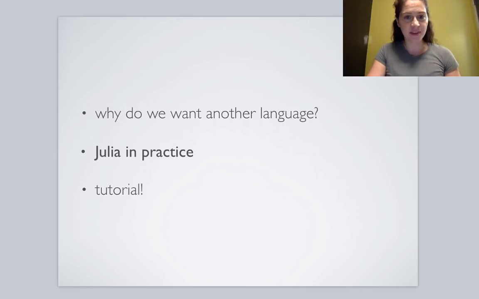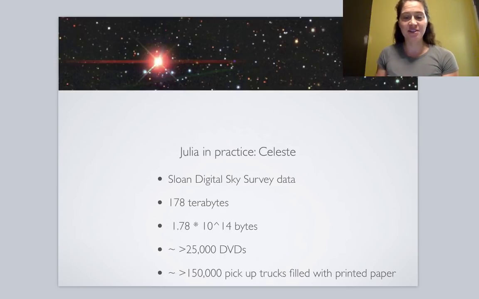But for now, let's dive into an application of Julia to see what it's like using Julia in practice. And the example that I always like to talk about is the Celeste project. So the Celeste project took data from the Sloan Digital Sky Survey, which was an effort to collect data on 35% of the visible sky.